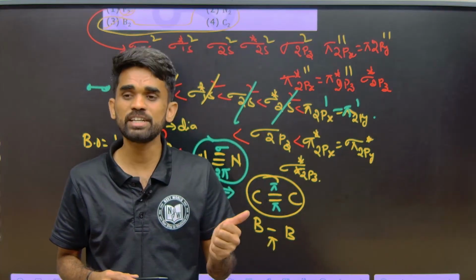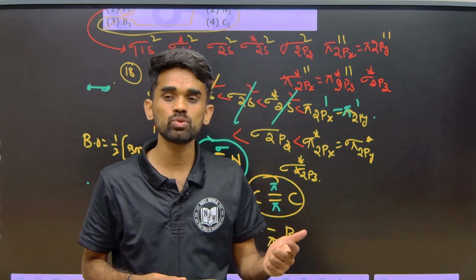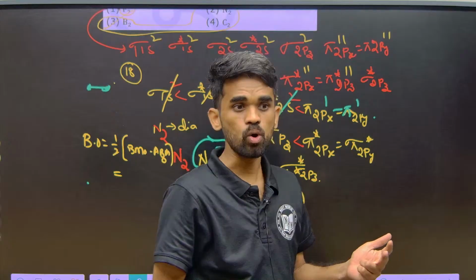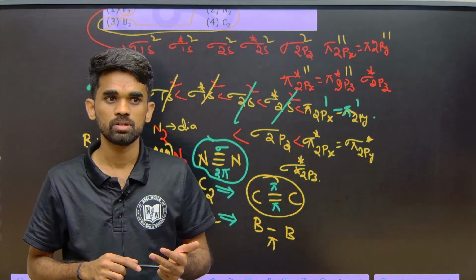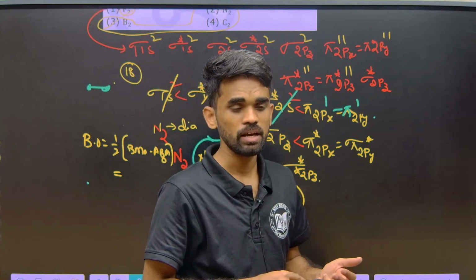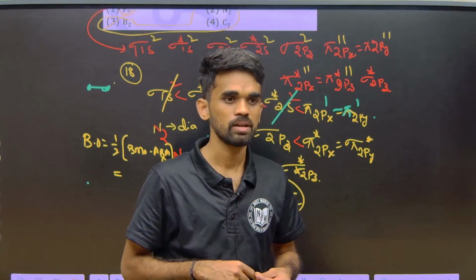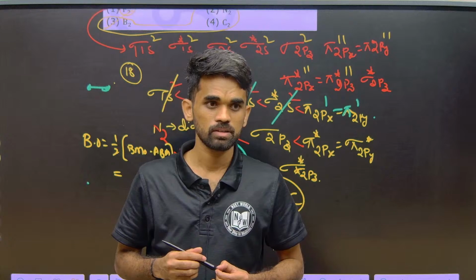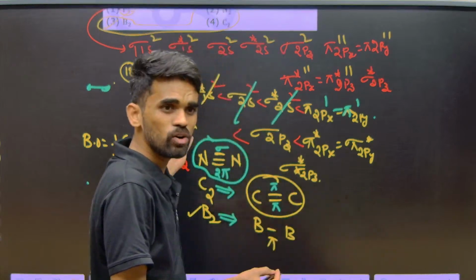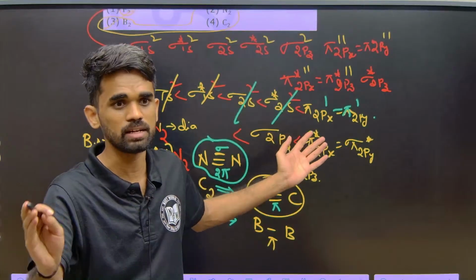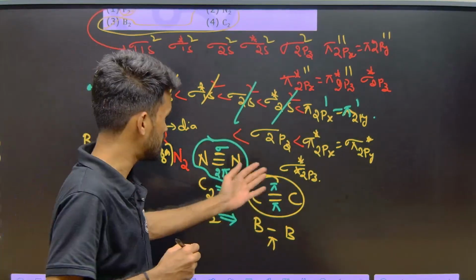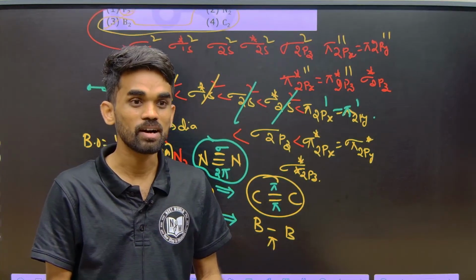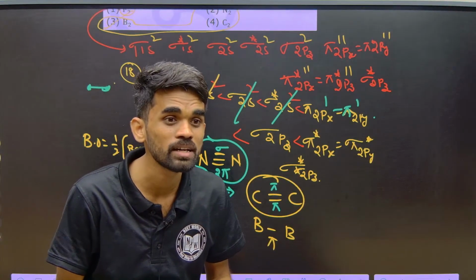Option A, C2. Option B, B2. Option C, O2. Next option D, CN minus, cyanide ion. Tell me, paramagnetic? Just filling only. Count the number of electrons and fill. One is B2, as I just told you. Next, O2, I also discussed. O2 and C2 are diamagnetic.